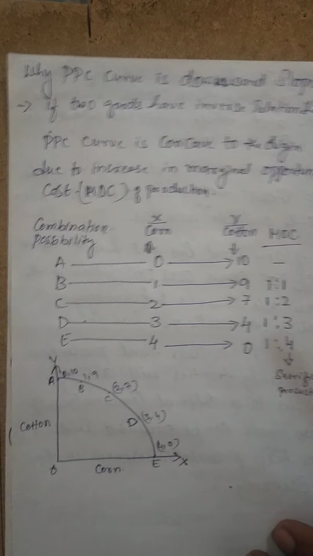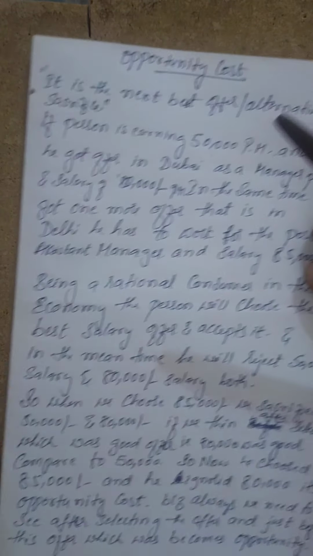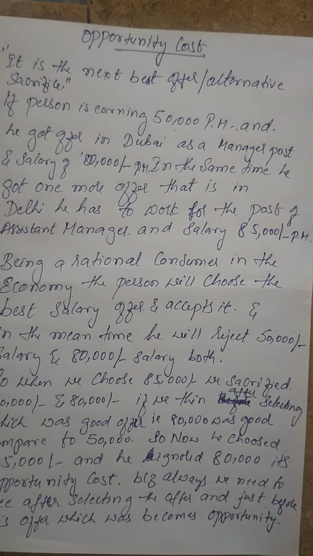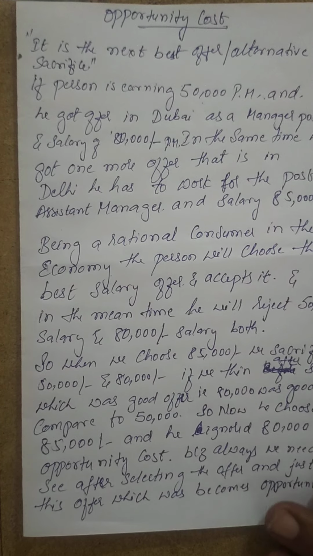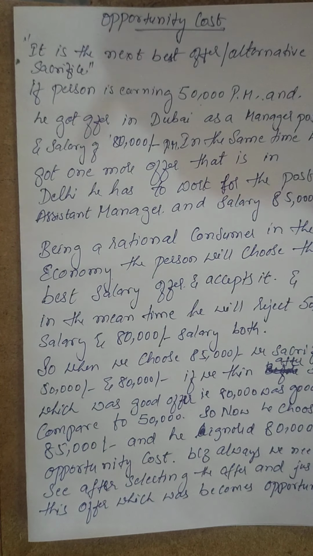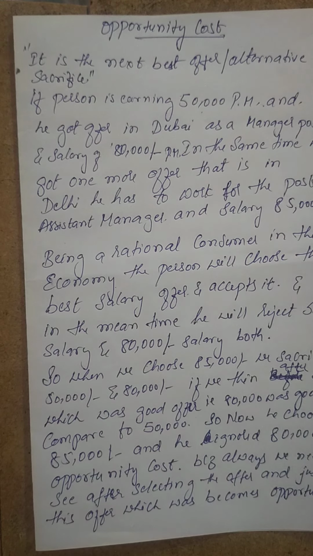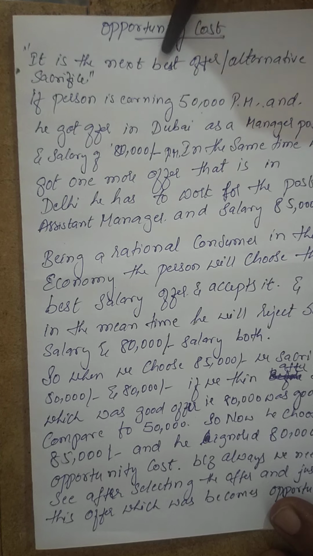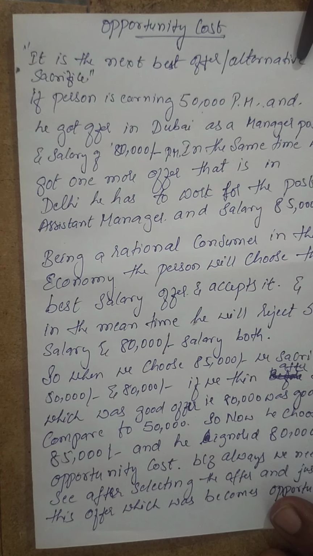So this completes this particular topic. Okay. Next we have opportunity cost. What do you mean by that? Let us see. Opportunity cost is also very simple. We can observe here with an example I have given. It is the definition, a very small definition: it is the next best offer, or an alternative, we can say. It is the next best alternative that is sacrificed.